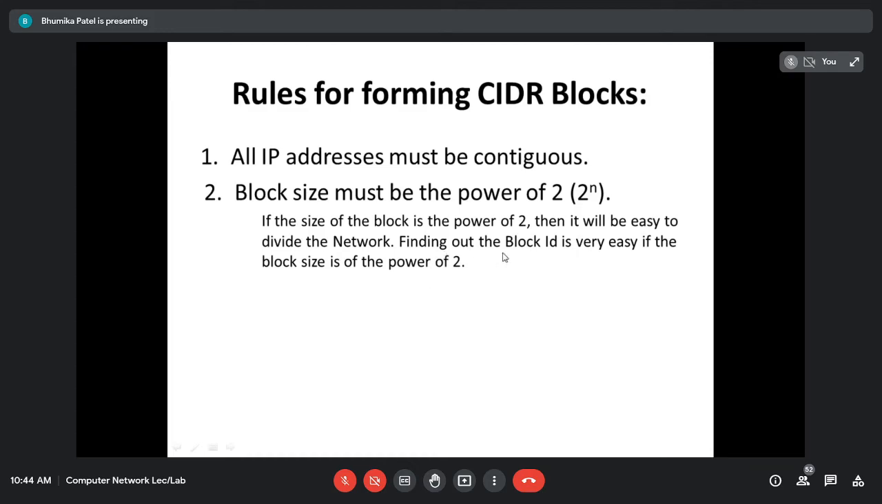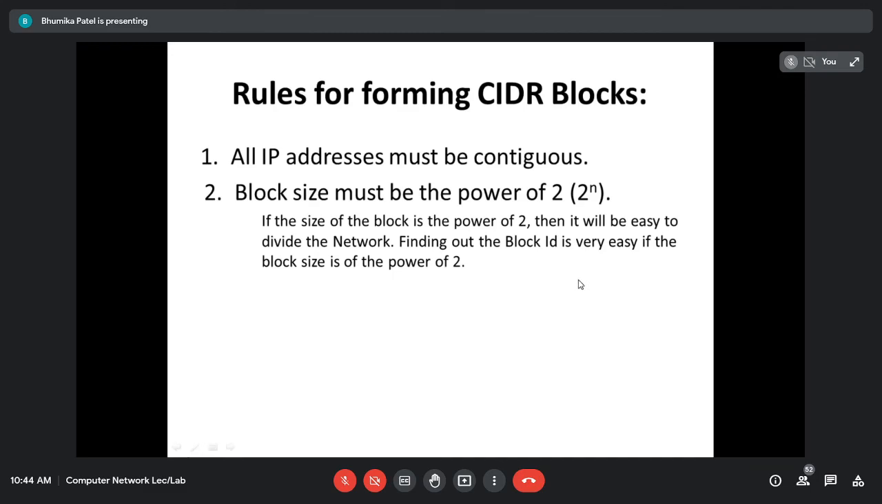How? Finding out the block ID is very easy if the block size is the power of 2. કેવી રીતે? For example, I'm giving 2^5, right? My block size is 2^5. This 5 represents what? Host ID ની અંદર કેટલા bits હશે? That will be represented by this n, right? So if I have 2^5, then 5 bits will be there for the host ID.